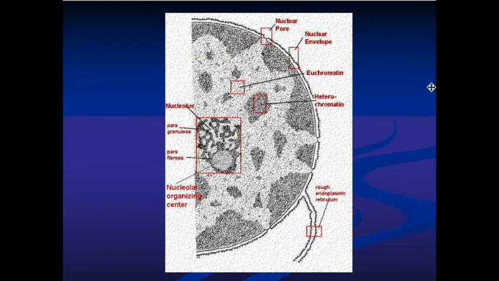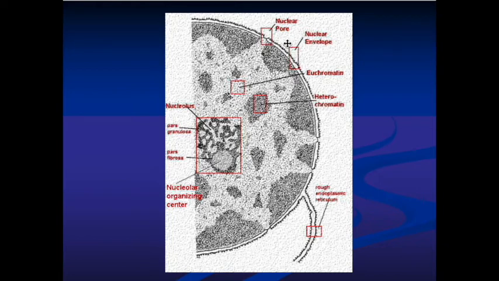This is how the structure looks under the microscope. Here is the nucleus, and you can see the pars granulosa and pars fibrosa, the fibrils and also the granules. Here is the nucleolar organizing center, which I'm going to talk about later. And then there is the nuclear pore on the nuclear envelope.